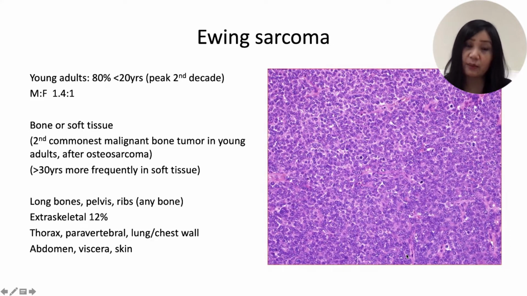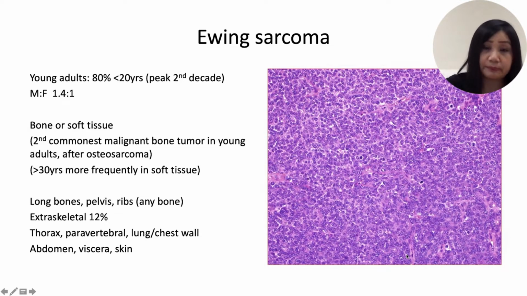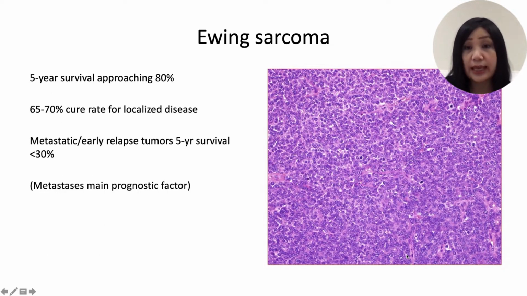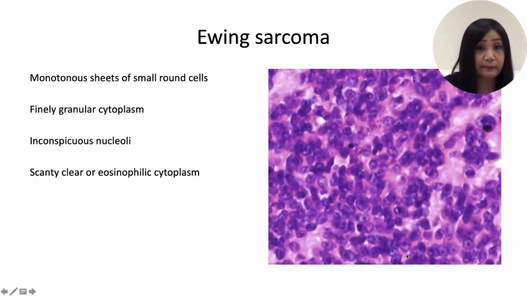Extraskeletal Ewings comprises about 12 to 15% of Ewing sarcomas, and soft tissue Ewing sarcomas can occur anywhere, including in intracavitary sites and in the skin. And also a significant proportion can occur in viscera. So the 5-year survival is pretty good nowadays with conventional treatment regimens. It's approaching 80%. There is no way of using histology to predict behaviour, but for patients who have metastatic disease or tumours with early relapse, the 5-year survival is still pretty dismal at less than 30%.